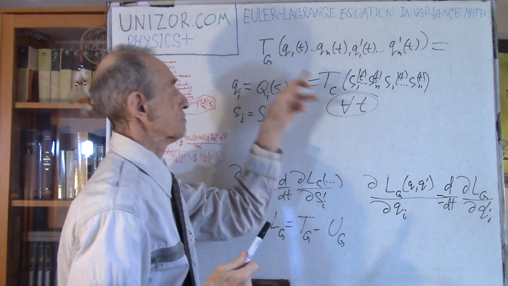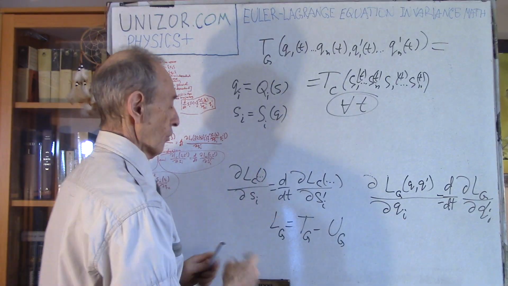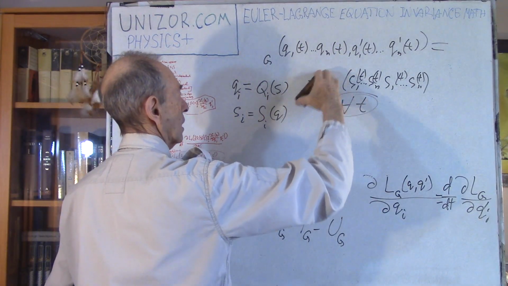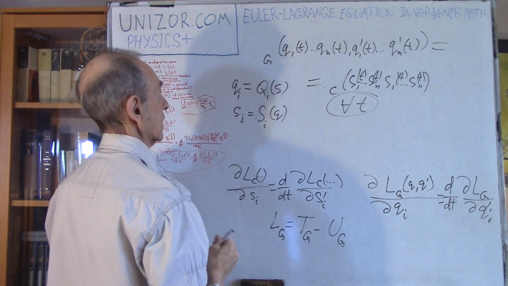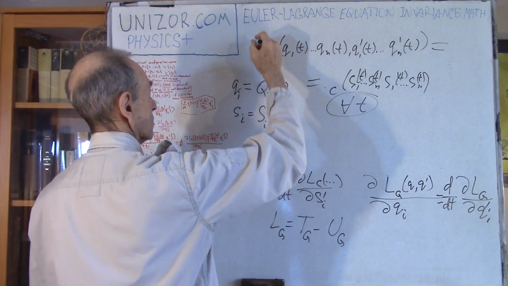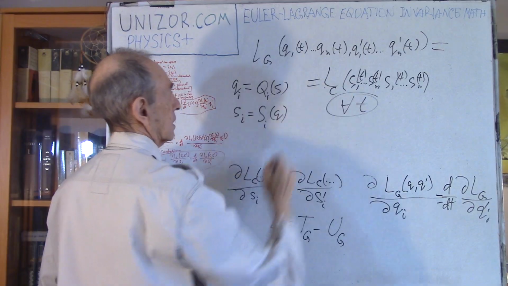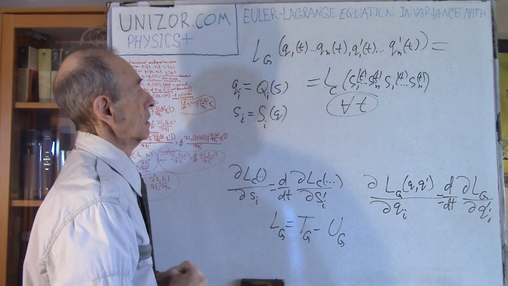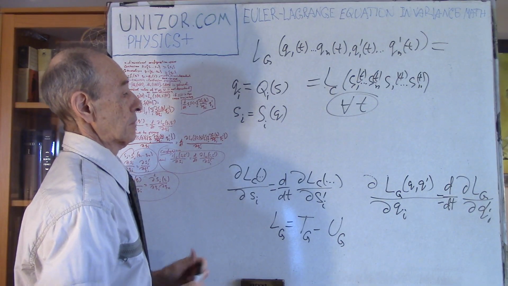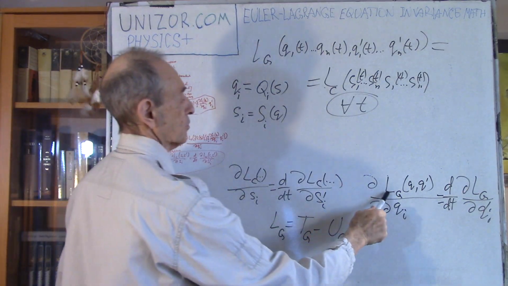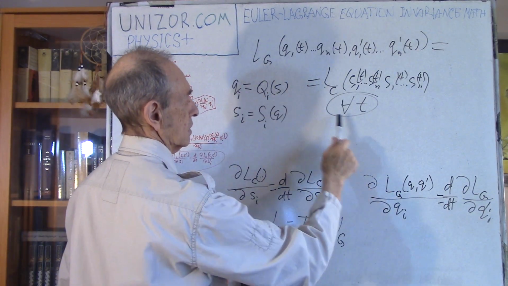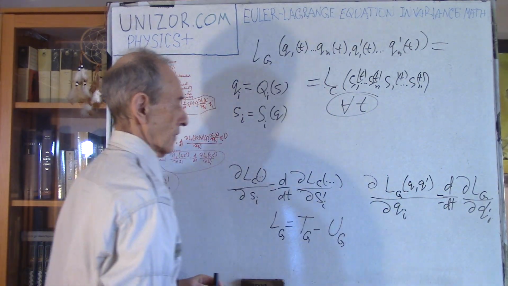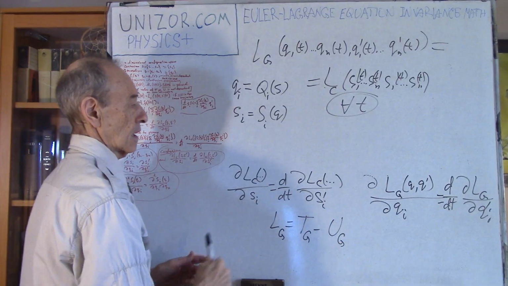Now, same thing with potential energy, and therefore same thing with the Lagrangian, which is a difference between kinetic and potential. So I can use this. Okay, I can replace Lg of Q with Lc of C. All right, I can replace it.